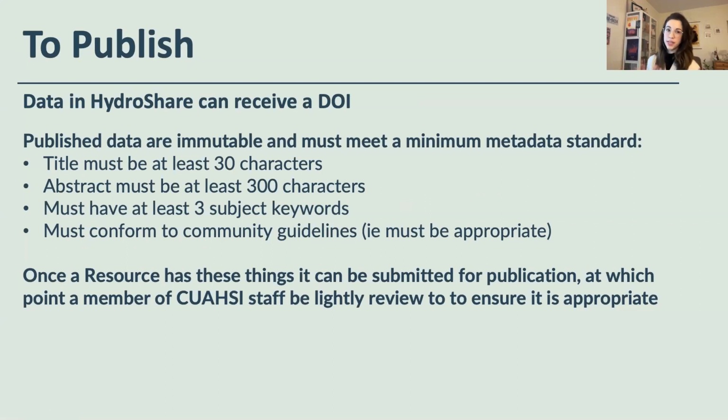In order to publish and receive a DOI, a resource has to meet a minimum metadata standard, and that's to make sure that only well-described resources are being published, because a DOI is permanent. A published resource has to have a title of at least 30 characters. The abstract must be at least 300 characters, must have at least 3 descriptive subject keywords, and must conform to community guidelines, i.e. it must be appropriate. It can't be pictures of your cat. The abstract can't be the same character 300 times.